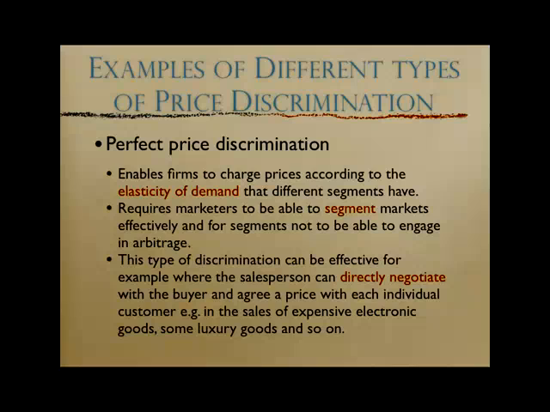So, in terms of examples of different types of price discrimination, what we have with perfect price discrimination is that it enables firms to charge prices according to the elasticity of demand that different segments have. And it requires marketeers to be able to segment markets effectively and for segments not to be able to engage in arbitrage. This type of discrimination can be effective, for example, where the salesperson can directly negotiate with the buyer and agree a price with each individual customer, e.g. in the sales of expensive electronic goods, some luxury goods, and so on.